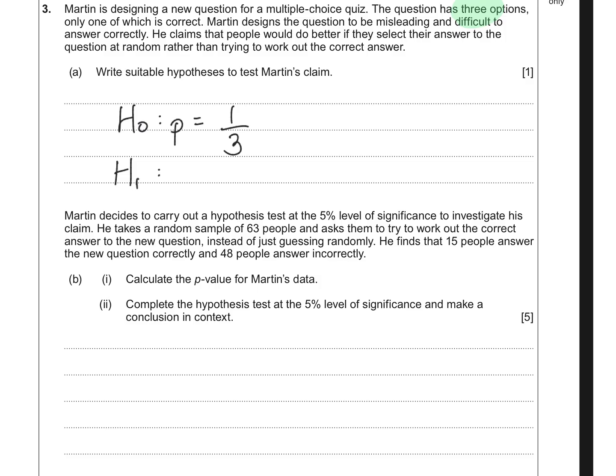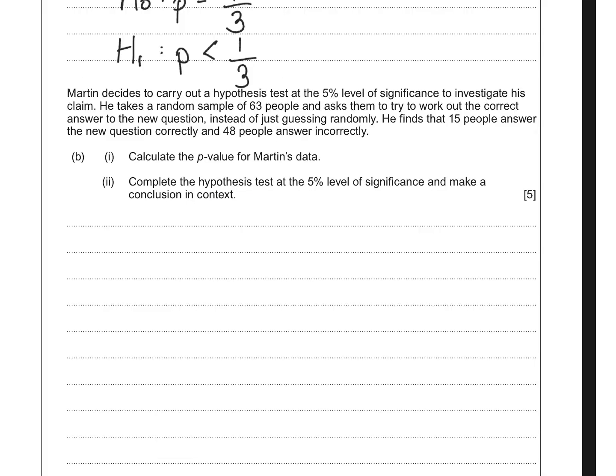Okay, he's designing these questions so that trying to work out the answer means you're less likely to get it right. So there'll be a probability of less than 1/3 that somebody gets it right by trying to work it out. Okay, then we're into the main part of the hypothesis testing question. So for part 1, we need to define our random variable.